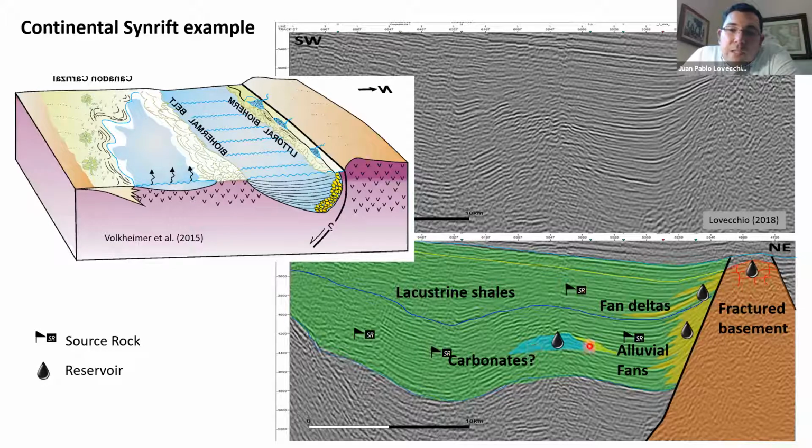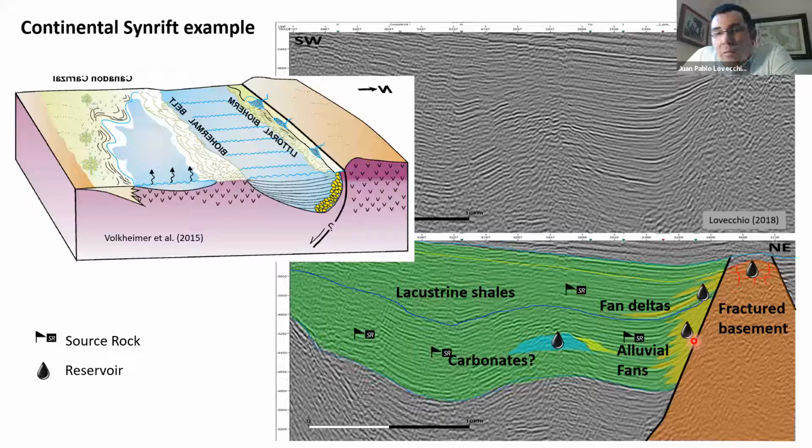This can be getting into a lake, so there could be some lacustrine source rocks associated, developing in that lake. And so the lacustrine shales can be the source rock, and the sands deposited in the fan deltas or the alluvial fans can be the reservoirs. This is what is shown with the drop of oil.